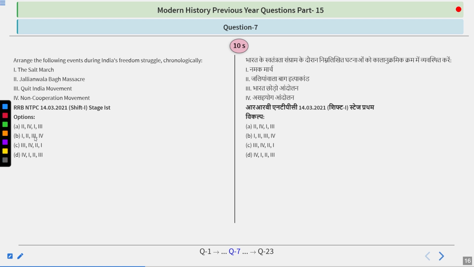Arrange the following events during the Indian freedom struggle chronologically. These types of questions are quite simple, but you just need to know the exact years. Options are the Salt March, Jallianwala Bagh Massacre, Quit India movement, non-cooperation movement. So options are in front of you. Take your time and think about it.